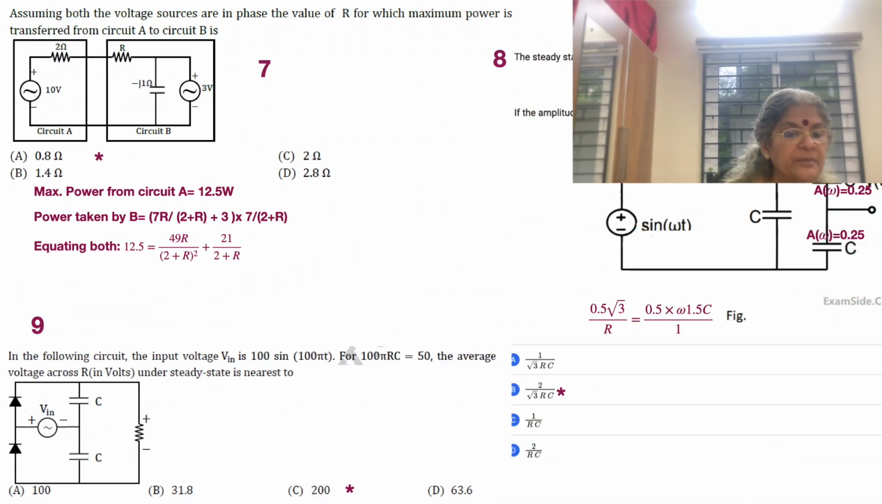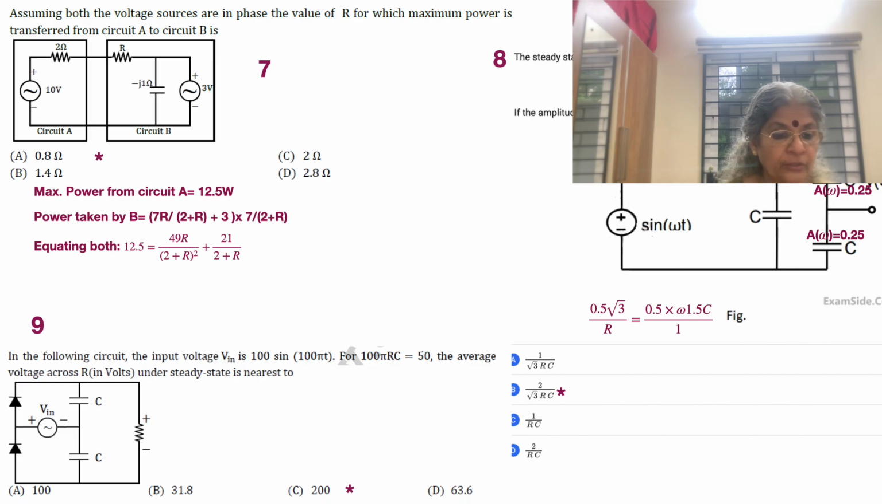Moving on to the 9th problem. In the following circuit, it's a simple circuit. There's a voltage source and, through the diodes, one diode or the other. When the left side is positive, the upper capacitor gets charged, and when it becomes negative, the lower capacitor becomes charged, and there's a resistor there.